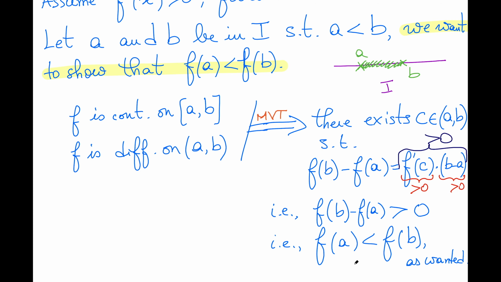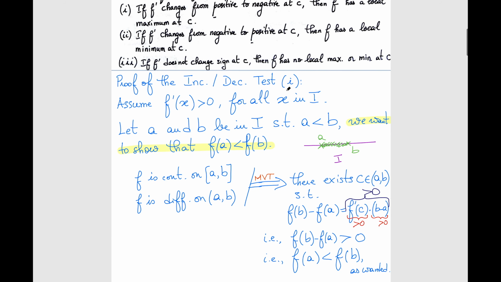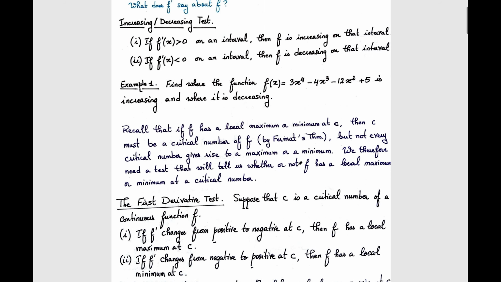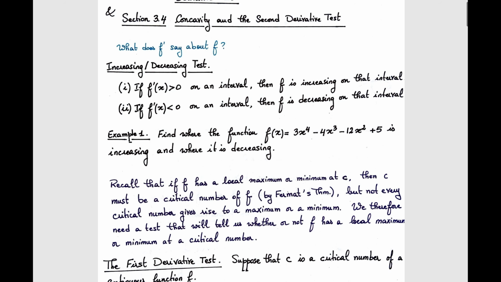Makes sense? So this shows part 1 of the increasing decreasing test, which says if f prime is positive on a set, then f must be increasing there. The second part is the same. I encourage you actually to do it. It's very much the same. All right, so now that we've shown it, we can use it at any moment we want, right? Let's employ that result in example 1.